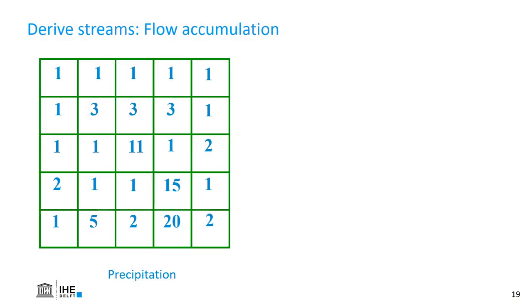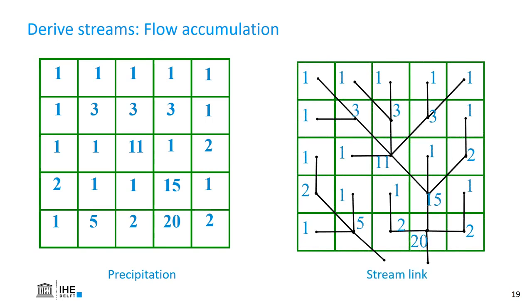Let's have a closer look at the flow accumulation. In this map we see the amount of precipitation in each cell. We can superimpose the stream link that has been derived in the previous step. The stream link determines, based on the flow direction, how the amount of precipitation is moving through the catchment.